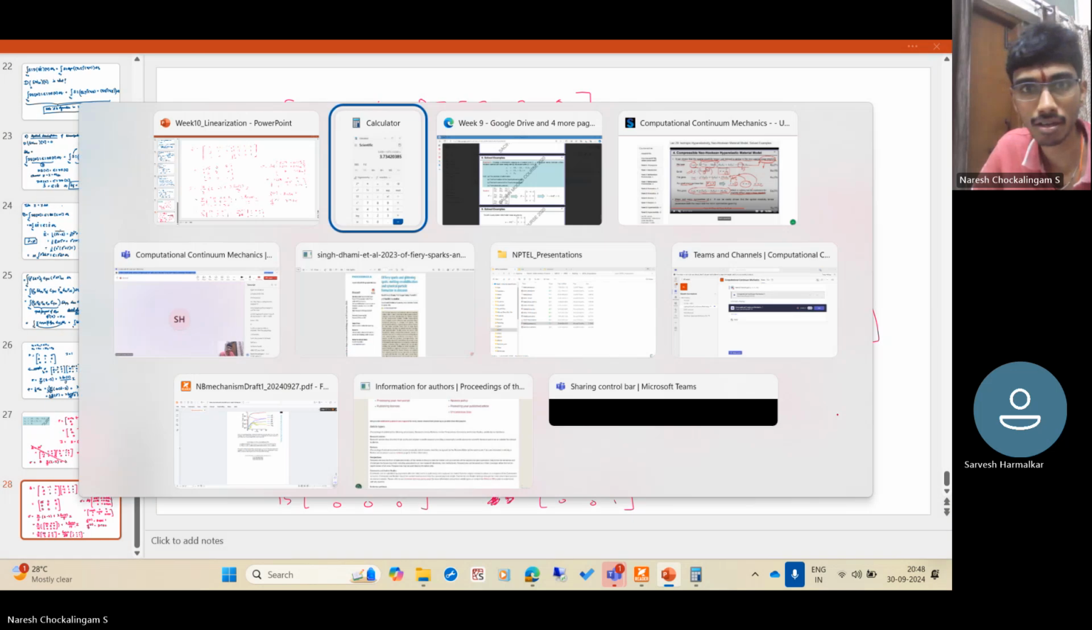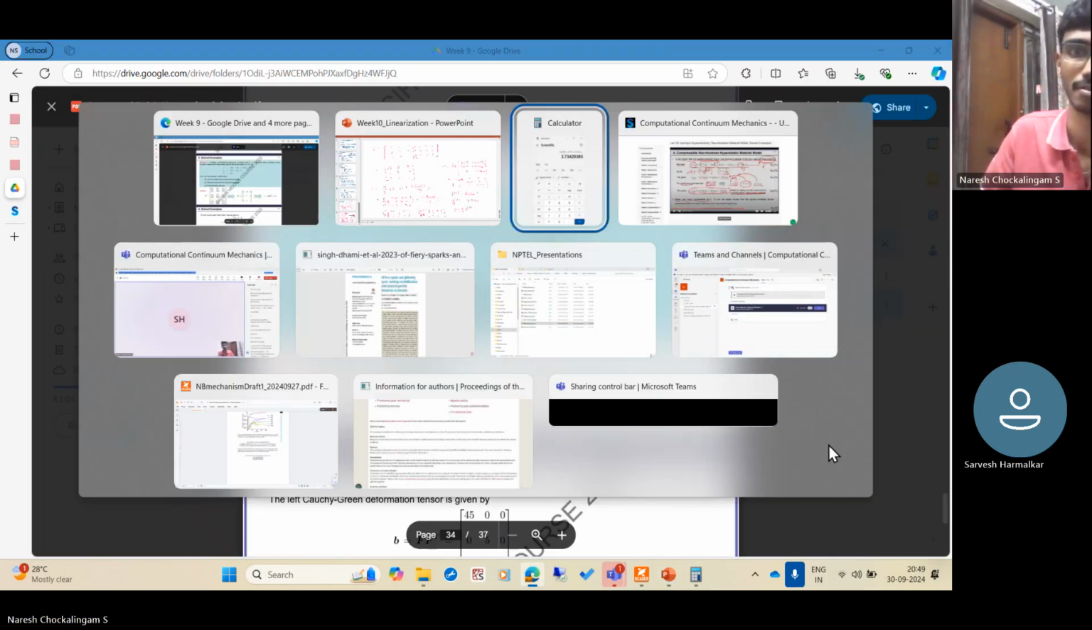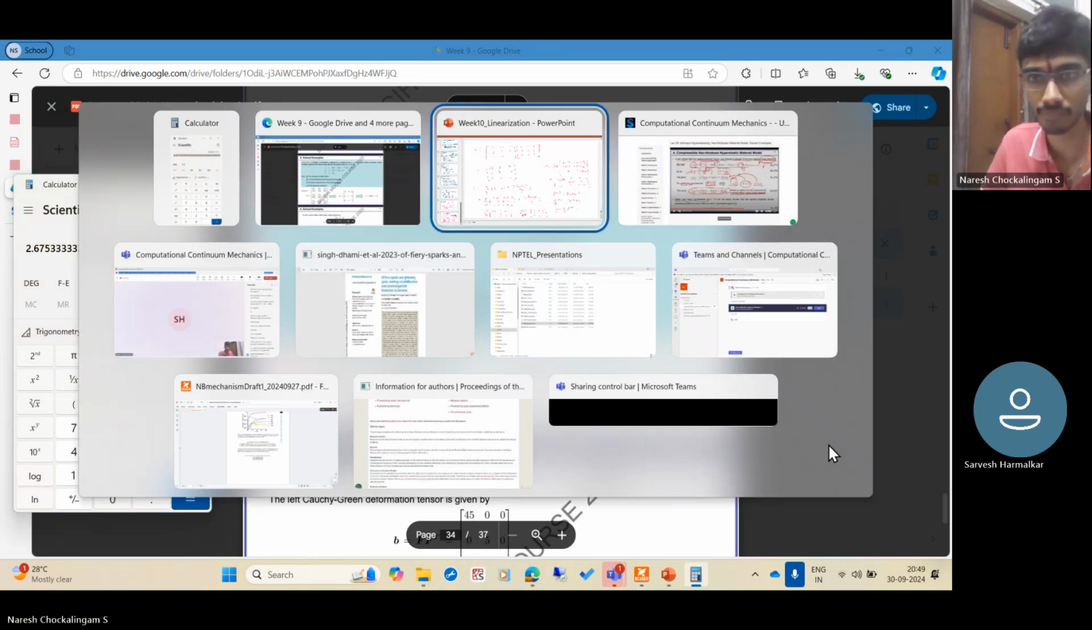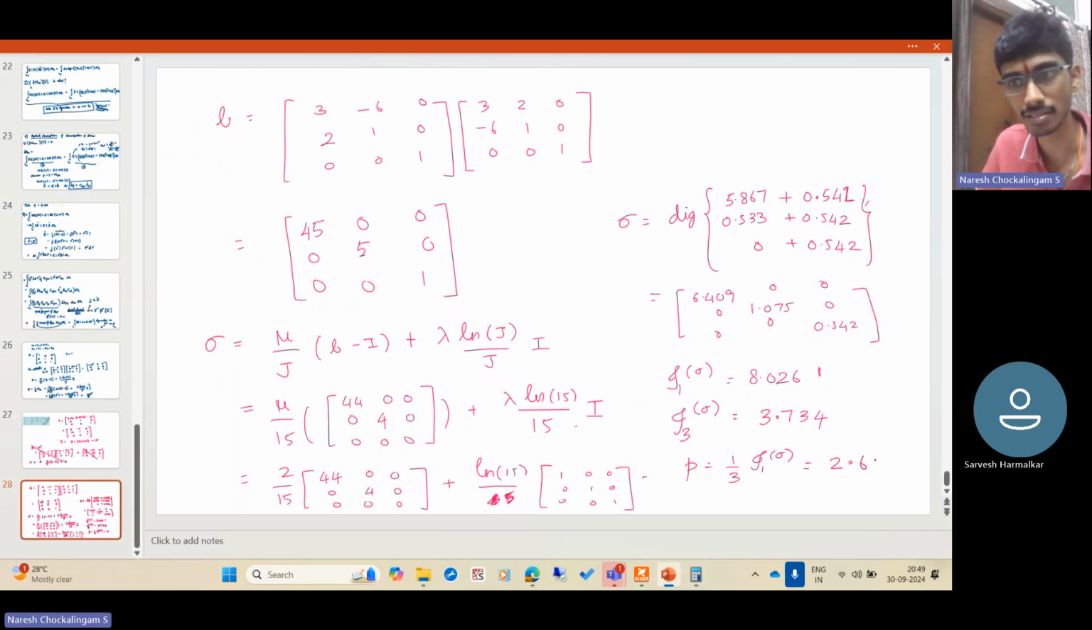Then they are asking the hydrostatic pressure. So hydrostatic pressure is just 1/3 of I1 of sigma. So it is 8.026 by 3, that is 2.675.